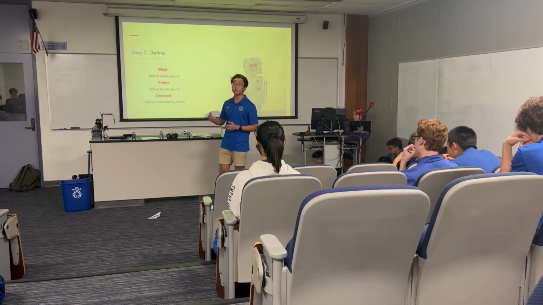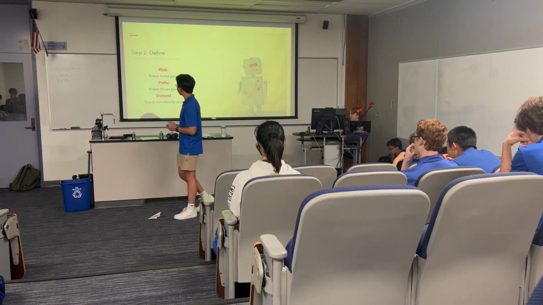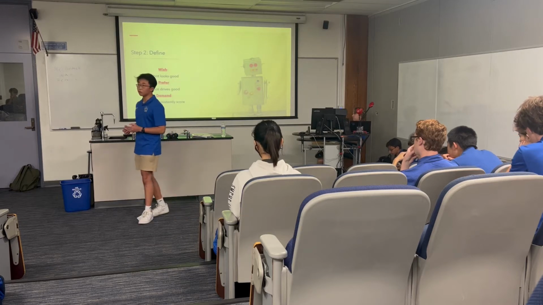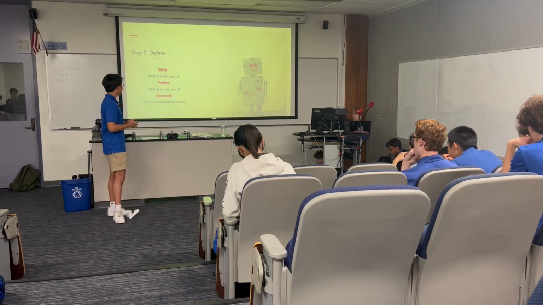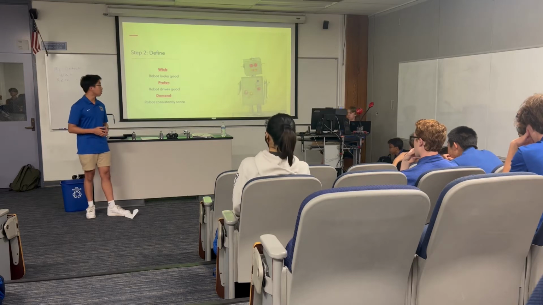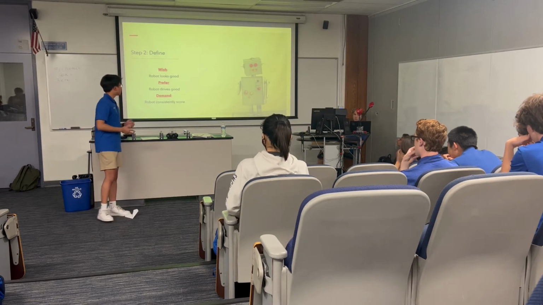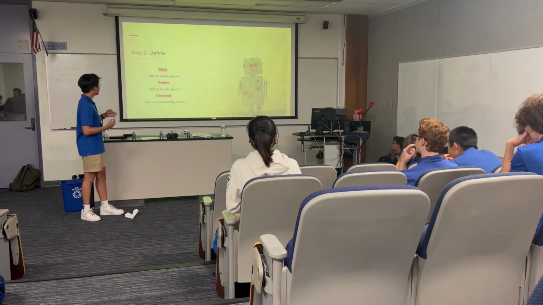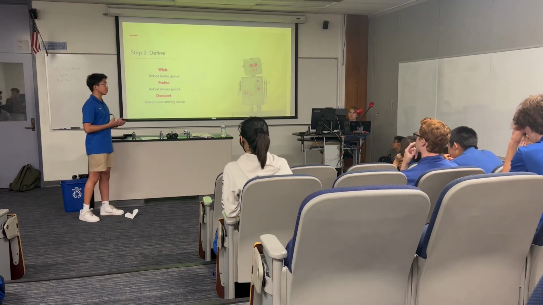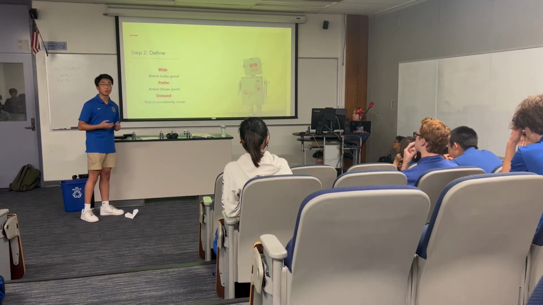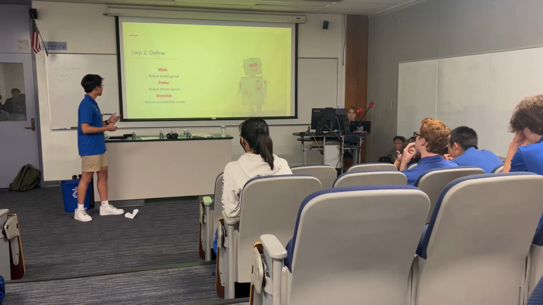Here we get a little bit more defined. We start looking at specific criteria that our designs need to have. For example, we use a tool called wish, prefer, and demand list. A wish, prefer, demand list is basically 3 tiers from demand, prefer, to wish. Demand, as the name suggests, are things that the robot must have. For example, it must be consistent scoring.